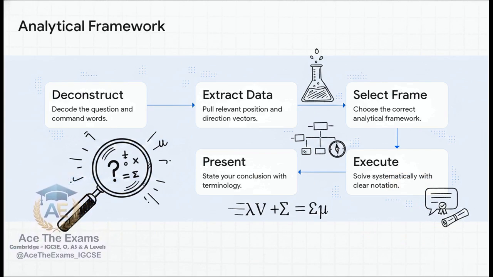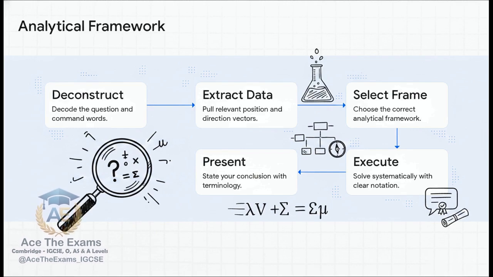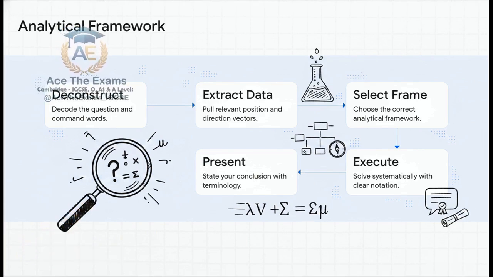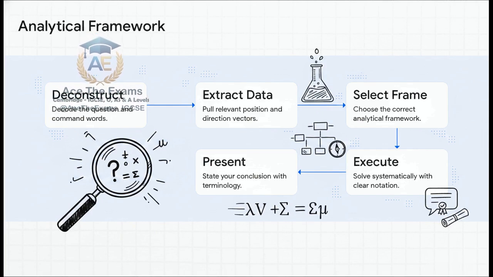Step 4. Execute with clear notation. Solve 2 of those equations to find your parameters. Step 5. Present with correct terminology. You substitute those parameters into the third equation. If it balances perfectly, boom, they intersect. If it doesn't balance, they're skew. It is a highly logical, step-by-step machine.